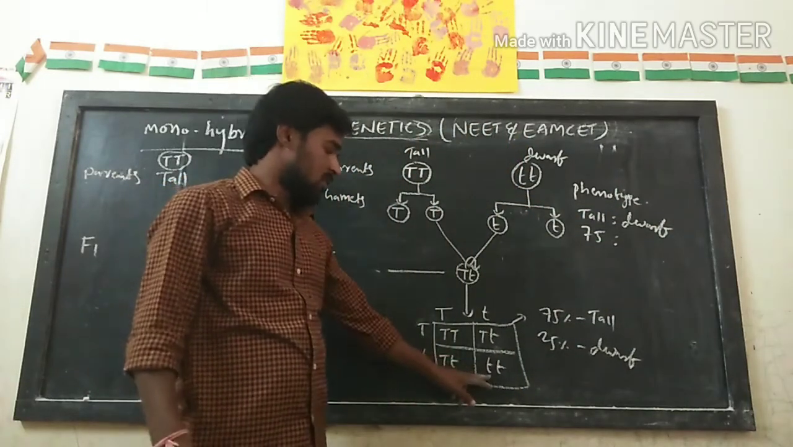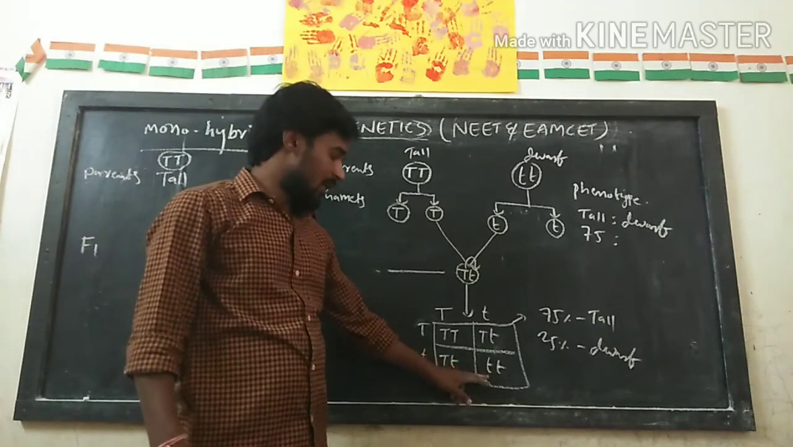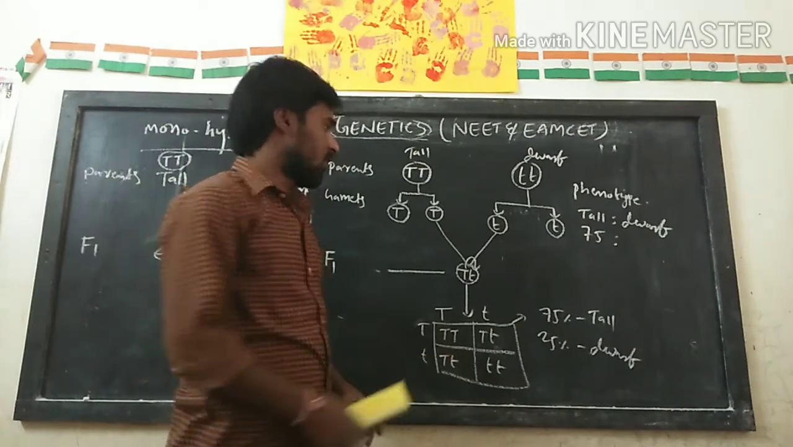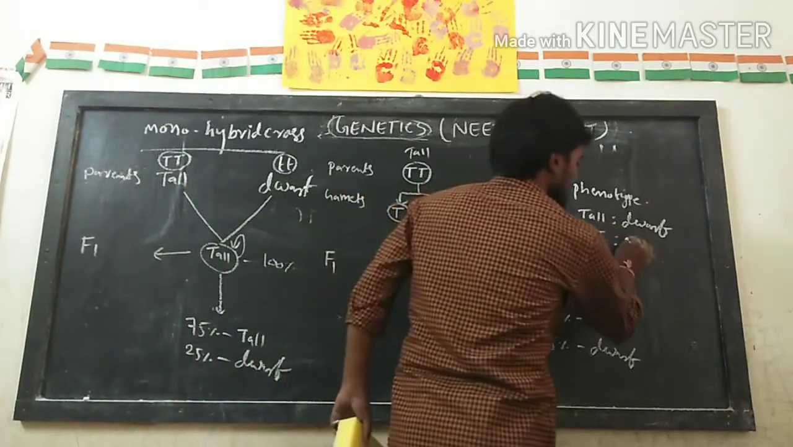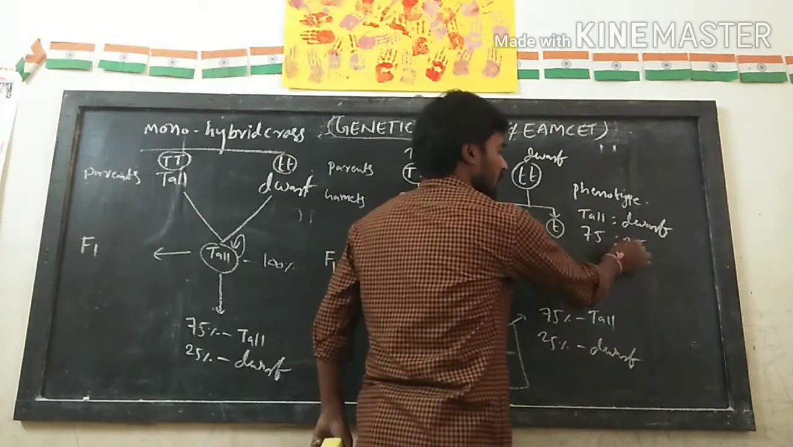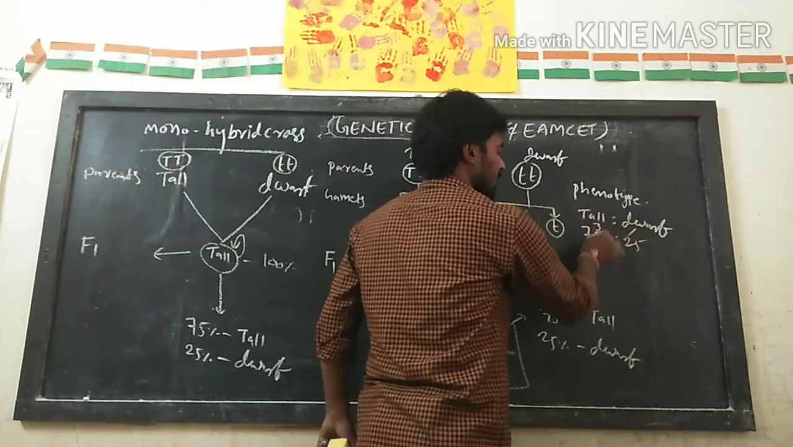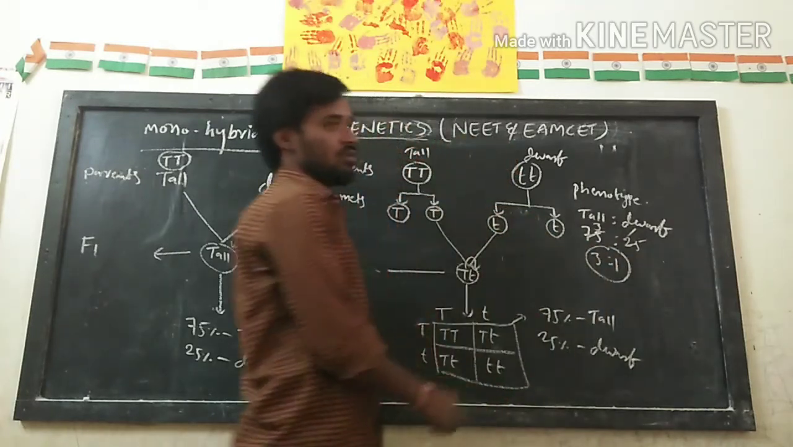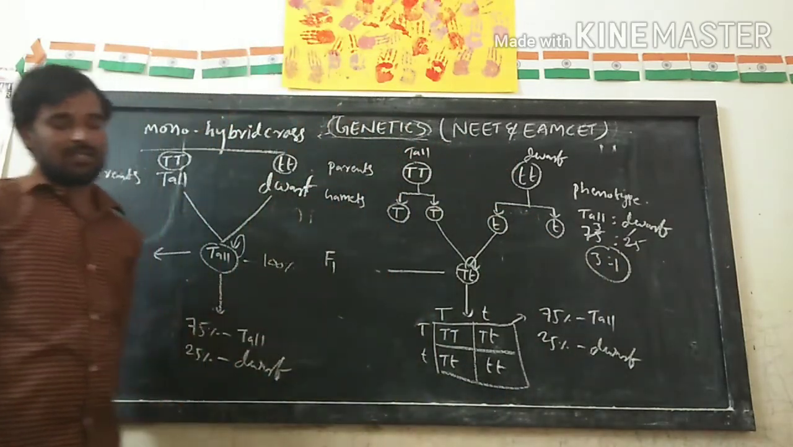Here there is no capital T, so that is why this is a dwarf. So what percentage here? 25%. The dwarf percentage is 25. If you take the least number, 25 is one and 75 is three, then it is 3 is to 1. This is the phenotype ratio of the monohybrid cross.